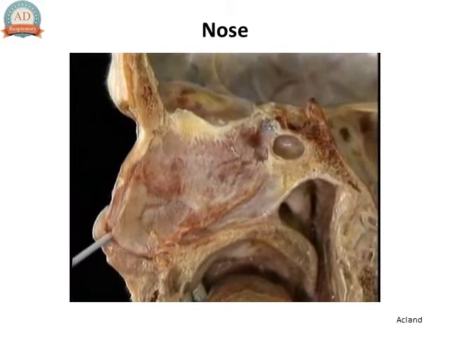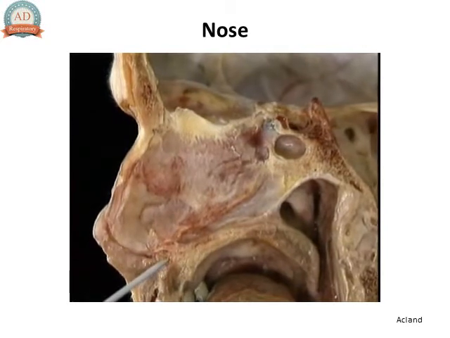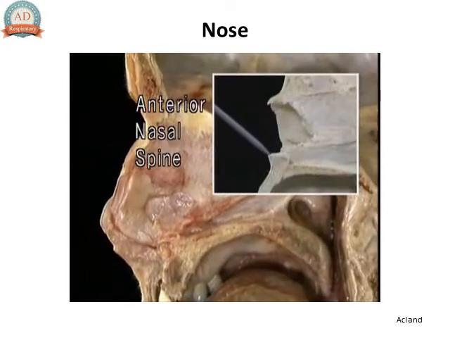In front, the septal cartilage forms the bridge of the nose down to here, then runs downward and backward to attach to this bony prominence on the maxilla, the anterior nasal spine.